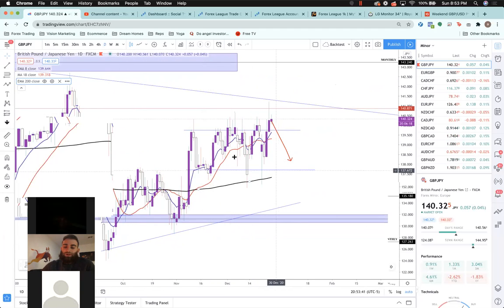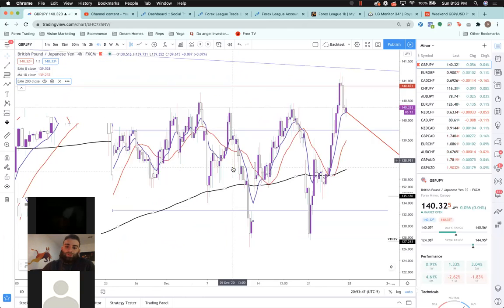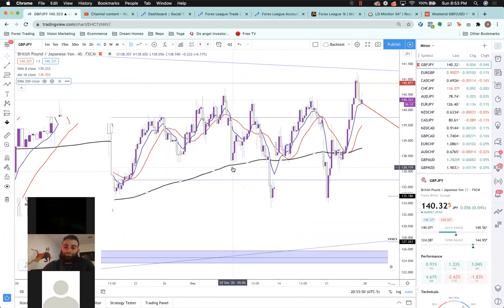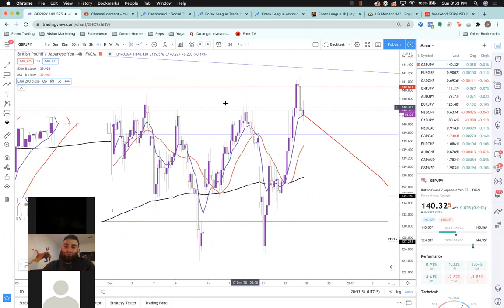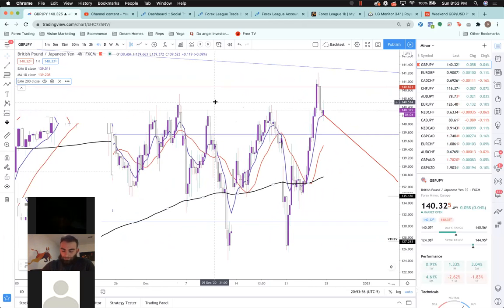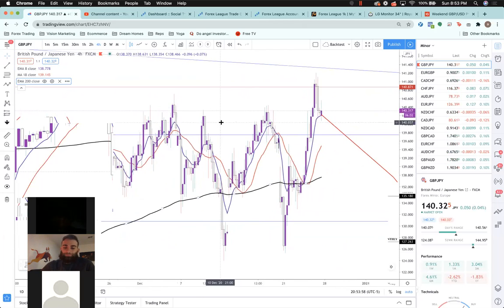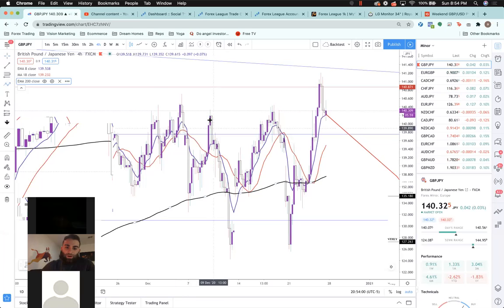We actually form this rectangle type pattern, which is normally a continuation pattern. But all of these wicks are leaving me a little bit wary, so I'm going to bump down to the 4-hour. And the 4-hour is really where I'm not trying to get duped out here. What I would look at on the 4-hour is this.